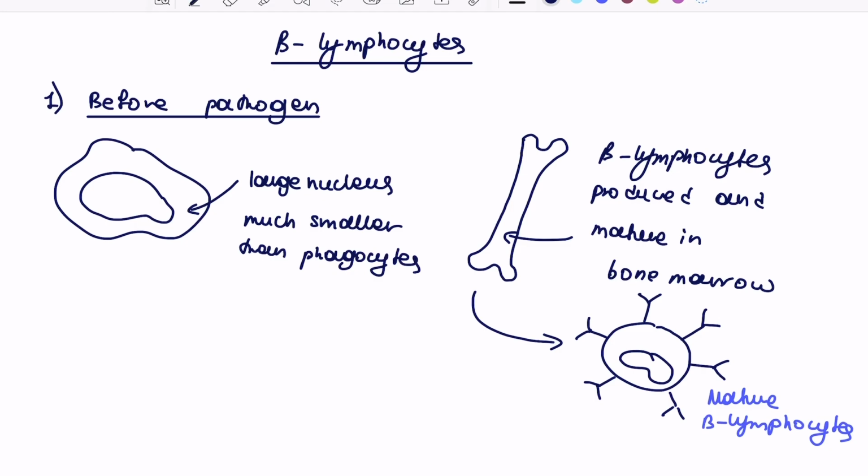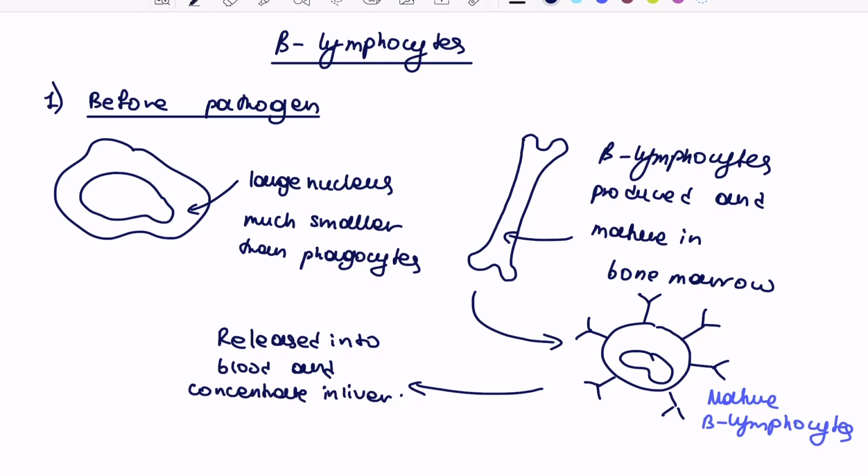Once B lymphocytes are matured, they're released into the blood and they will be circulating around the body, and they'll particularly concentrate in the liver and spleen. So these steps summarize everything that happens to B lymphocytes before they encounter pathogens. Now let's look at what happens when they do actually encounter a specific pathogen.